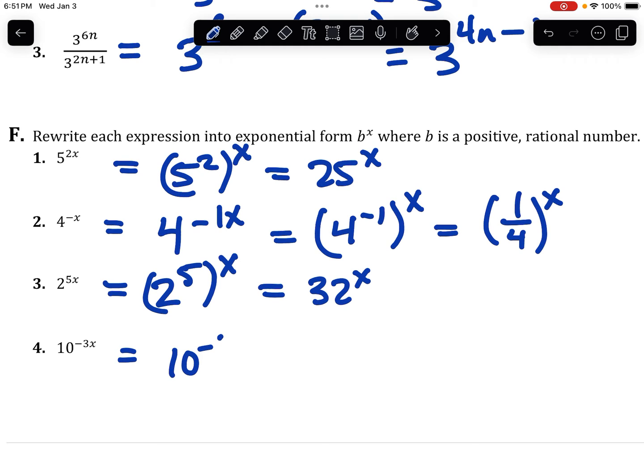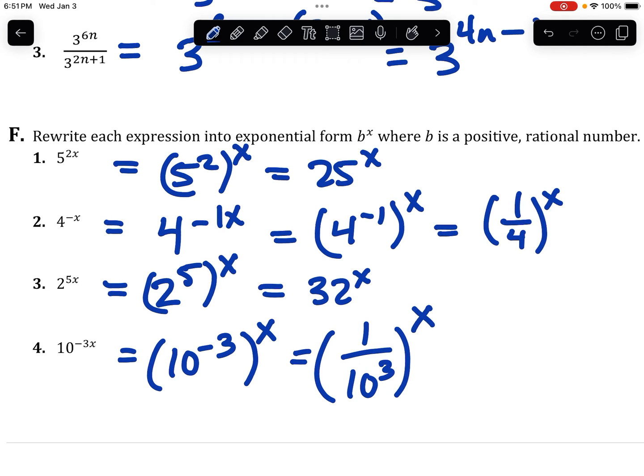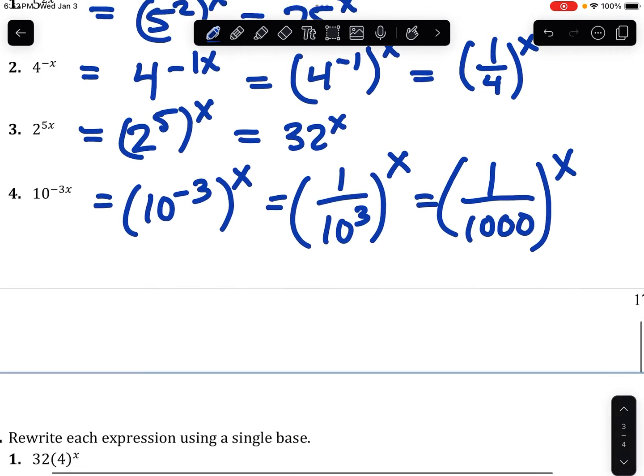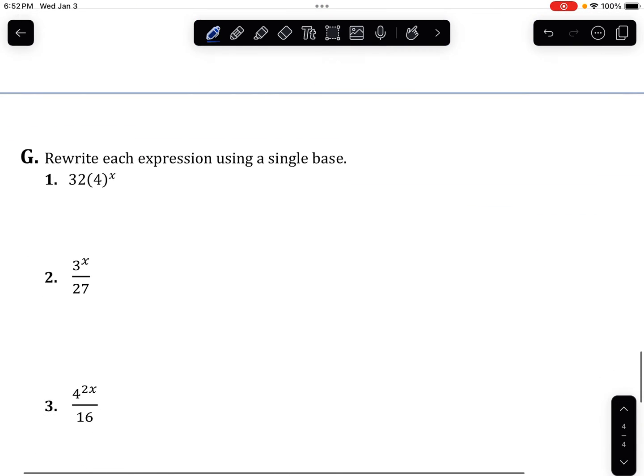And then this last one is 10 to the negative 3 all to the x, which becomes 1 over 10 to the positive 3 to the x. It wants us to go into b to the x form, so just something to a power. So we want to get rid of this 3 power down there, which means multiply it out. That gives you 1,000 in the bottom, and that whole thing goes to the x power. It's a little bit tricky where that comes from, but that's equivalent to that expression there.